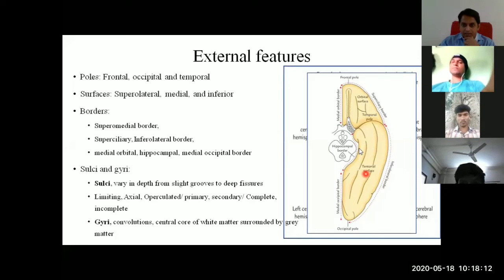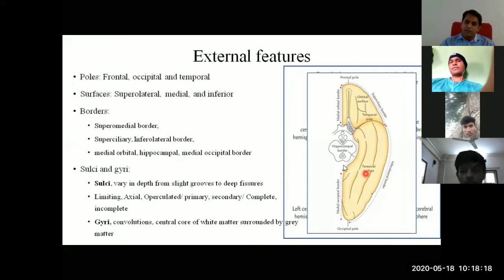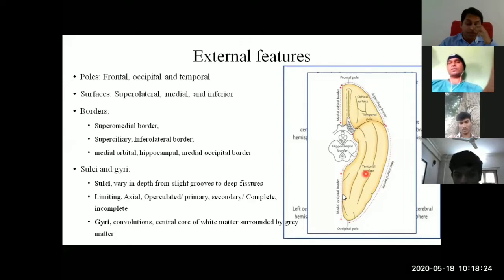Here in this area lies the hippocampus, so the border which separates it is the hippocampal border. The border which is separating along its posterior pole is called the medial occipital border. So these are the different borders which are present. Let us move further with sulci and the gyri.